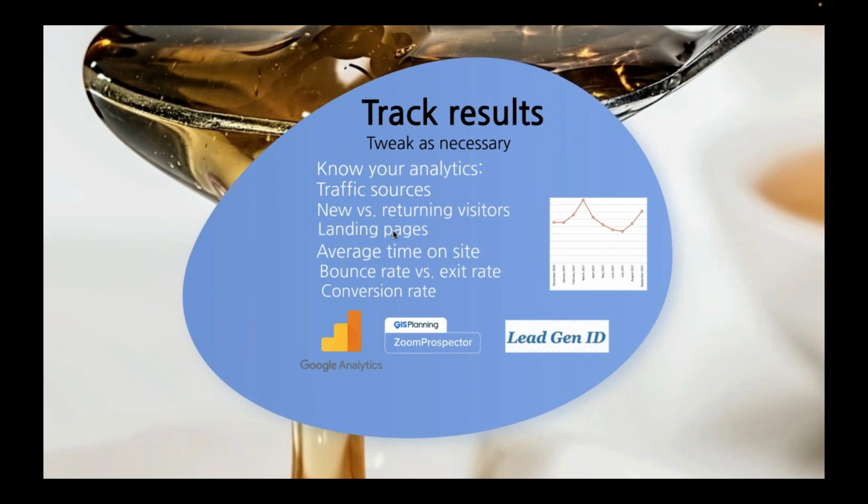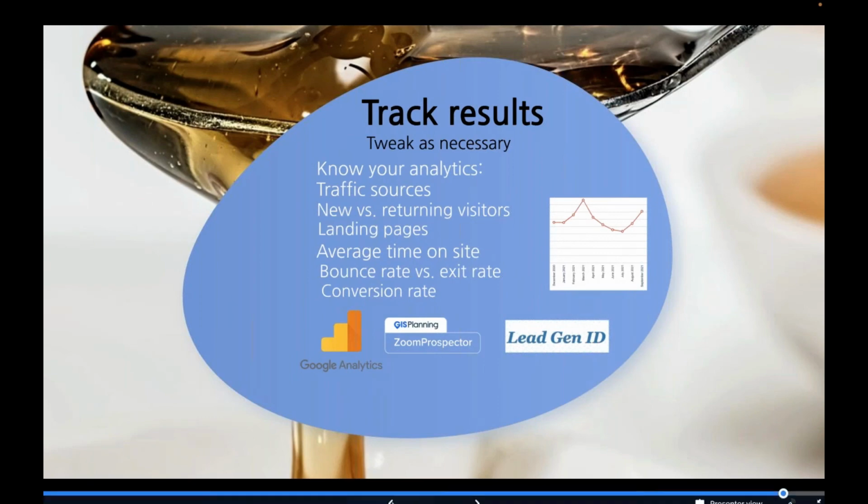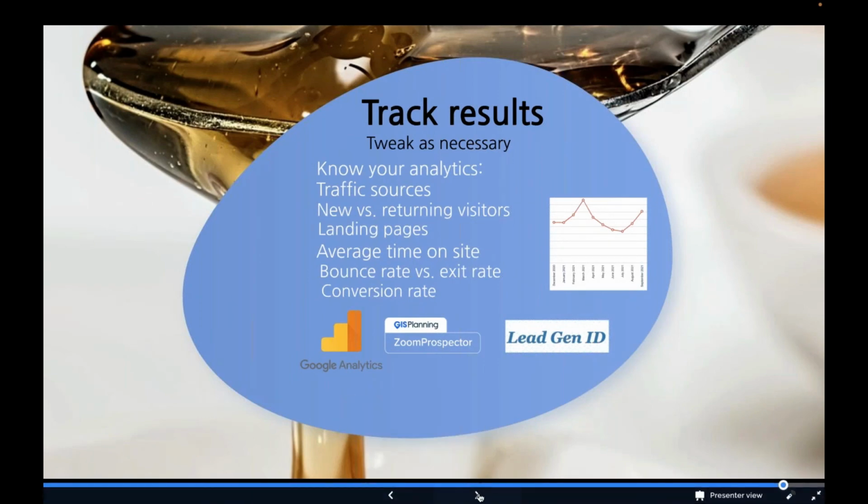Next, you want to look at landing pages. What are the pages people typically land on? What are the exit pages that people typically exit? Ideally, that will be a contact us page. You want to look at bounce rates versus exit rates. So Google Analytics is the first and most typical one that you'd want to be looking at.